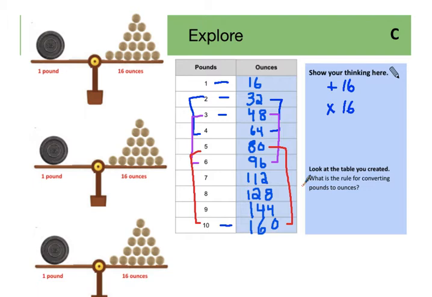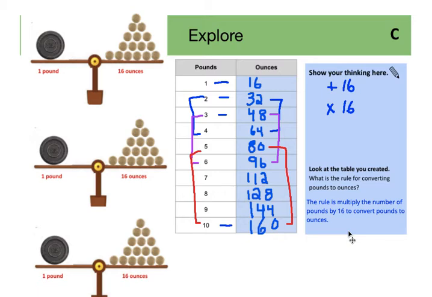So for example, if it wanted me to find out how many ounces are in 20 pounds, I could use what I know about 10 pounds. If 10 pounds is 160 ounces, I could just double that, and now we get 320 ounces. All right, so what is our rule? Our rule is that we multiply the number of pounds by 16 to convert pounds to ounces.